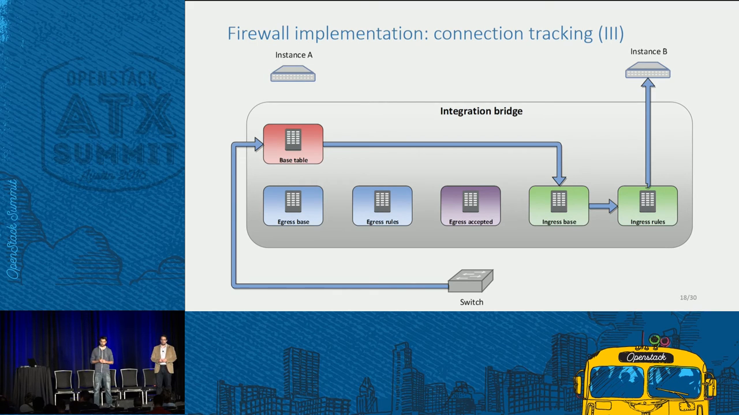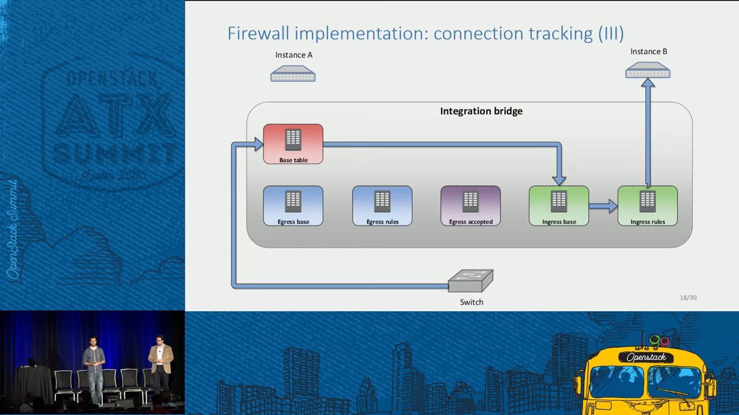And once you pass that, it will again do a lookup into conntrack and go to ingress rules, where, again, actual security group rules are implemented. And they get either accepted or dropped. And once they get accepted, they do something called commit, which basically takes this kind of connection and puts it into the conntrack table, so it can be later used.